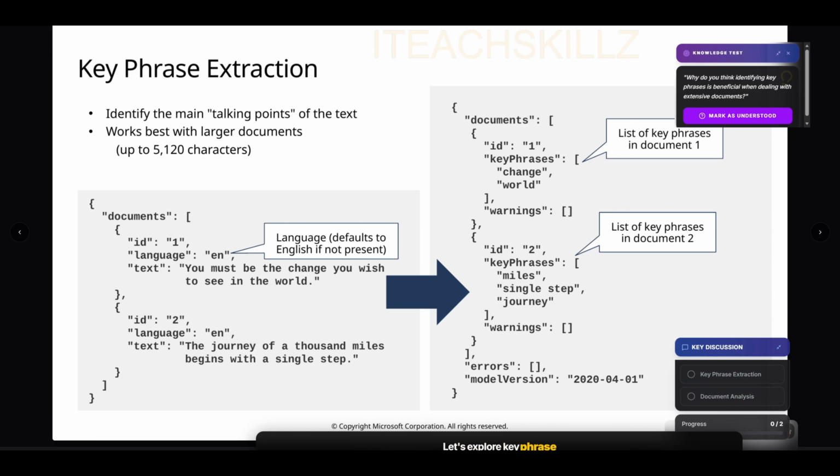Let's explore key phrase extraction. Think of it as highlighting the main talking points in large text. It works best on documents up to 5,120 characters. For instance, document 1 identifies change and word, while document 2 pinpoints miles, single step, and journey. This technique helps distill essential ideas from extensive content.